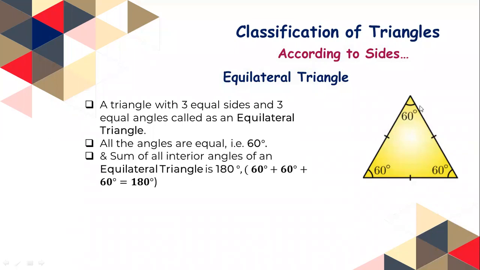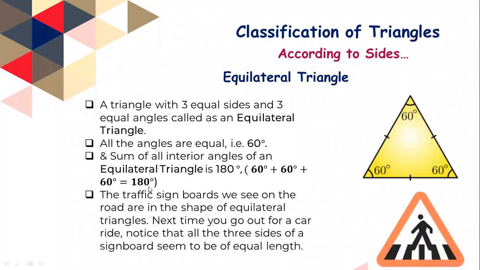Okay, and if we sum all these 3 angles, we will get 180 degree in result because it is a type of triangle. So the sum of all interior angles of an equilateral triangle is 180 degree, because 60 plus 60 plus 60 is 180. The traffic signboards we see on the roads are in the shape of an equilateral triangle. Next time you go out for a car ride, notice that all the 3 sides of a signboard seem to be of equal length.